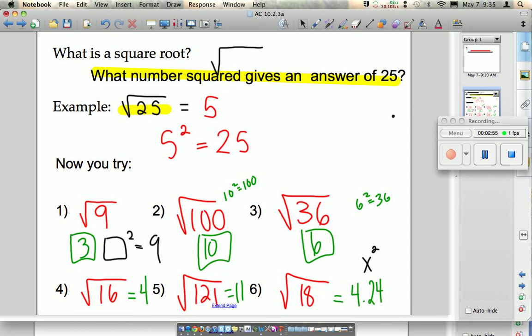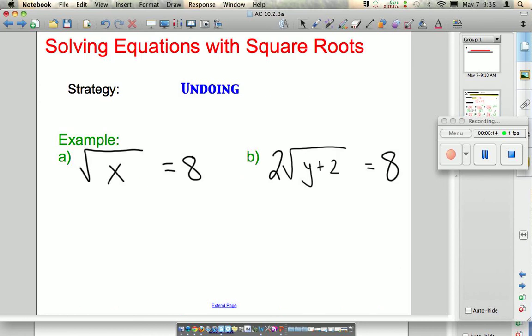So here are the solutions in green. Hopefully you found them. You can guess and check in your calculator, or hopefully you know some of these by heart. The number squared has to equal 36. So remember, we're looking for the same number multiplied to give you the answer inside the square root. What number squared equals the number?